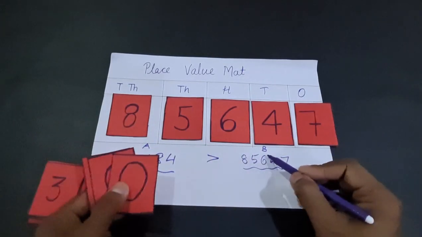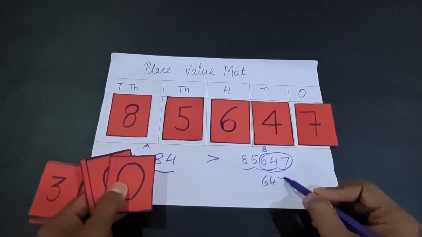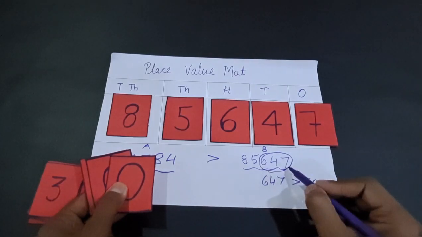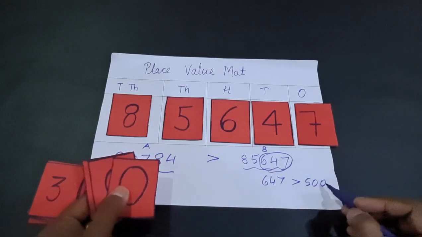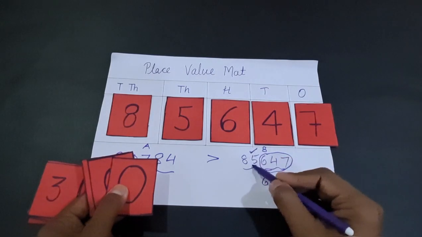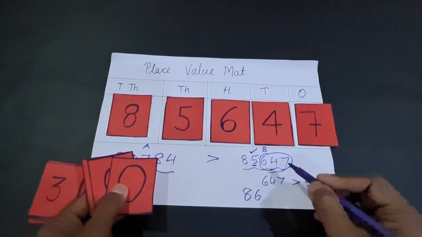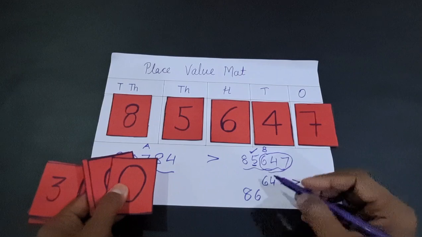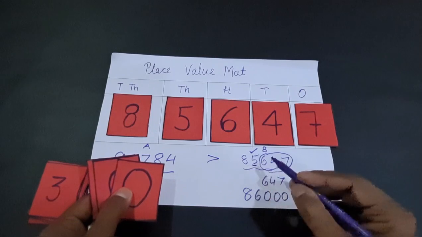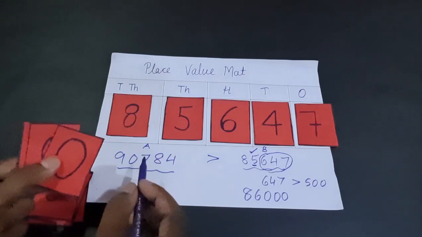85647. If you see the last 3 digits of this number, 647 is greater than 500. So we always have to compare the last 3 digits with 500. Whenever this number is greater than 500, the preceding number, that is this number 5, increases by 1. So 85 becomes 86, and all these 3 digits 647 are replaced by zeros. So what is the nearest thousand of 85,647? It is 86,000.